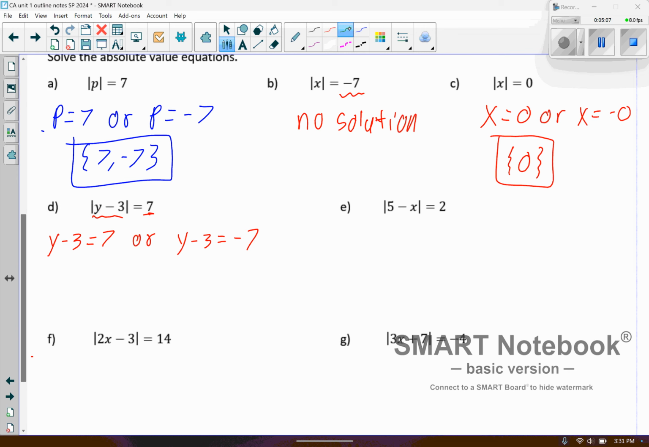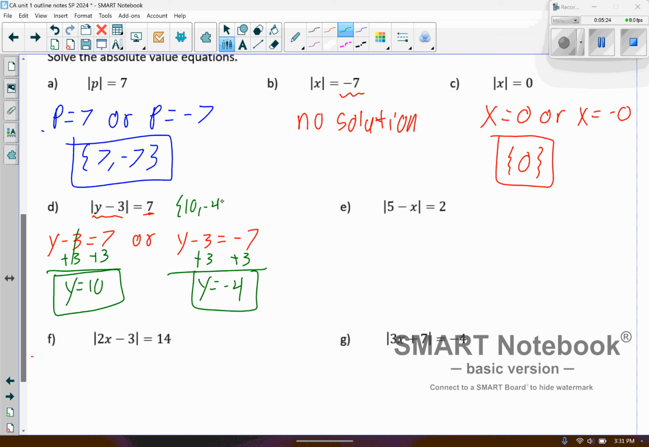So then we solve both of these. On the first one, we add 3 and we get y equals 10. And then on the second one, we add 3 and we get y equals negative 4. Those are our two solutions right here, 10 and negative 4. If I plug in 10, 10 minus 3 is 7. 7 is 7 units from 0. If I plug in negative 4, I'll get a negative 7, but the absolute value, that distance, is 7 units from 0. So either one of these creates a true statement here.